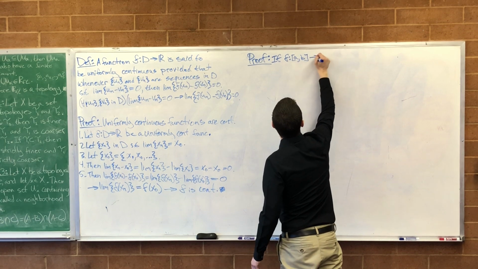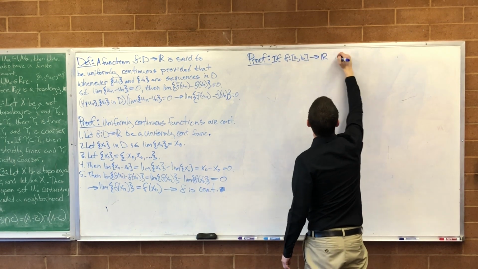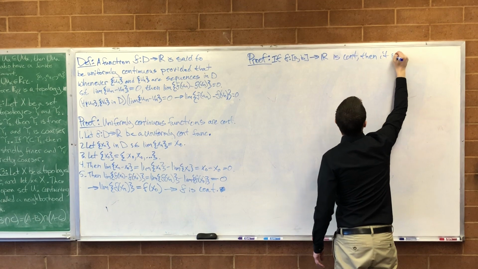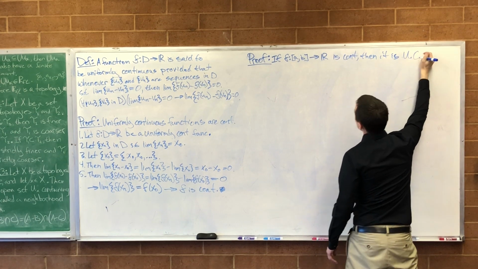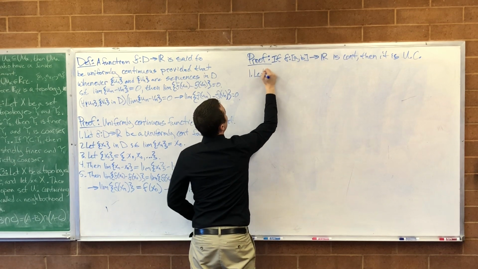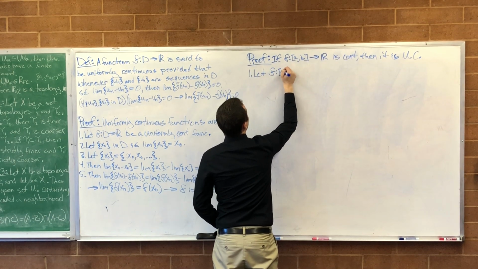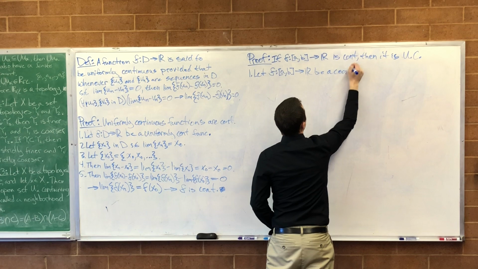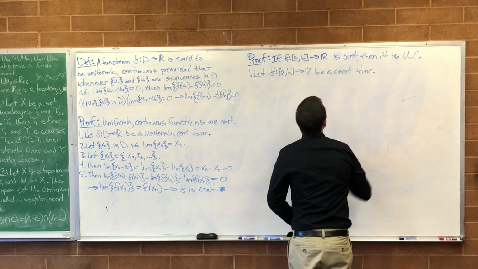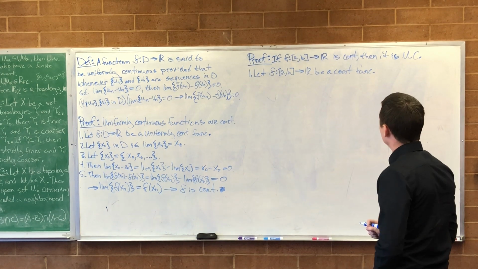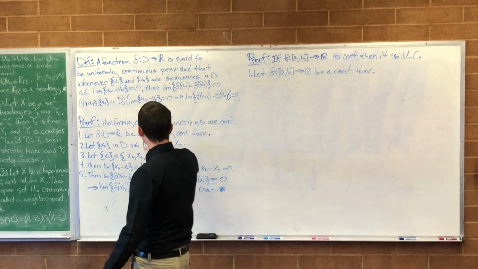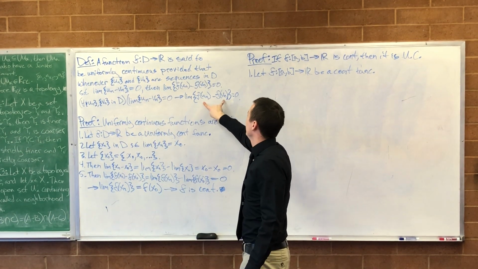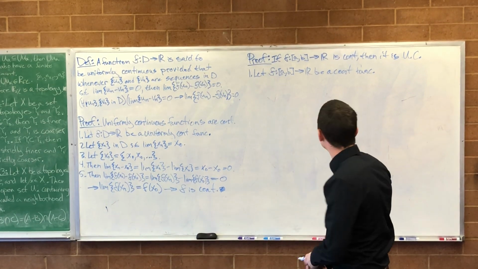Anyway, so we have f from [a, b] to R. If that function is continuous, then it is uniformly continuous. So, 1: let f: [a, b] → R be a continuous function. Okay, so to prove that it's uniformly continuous, I need to grab two arbitrary sequences in the domain and show that the limit of the images of those sequences' difference is 0.